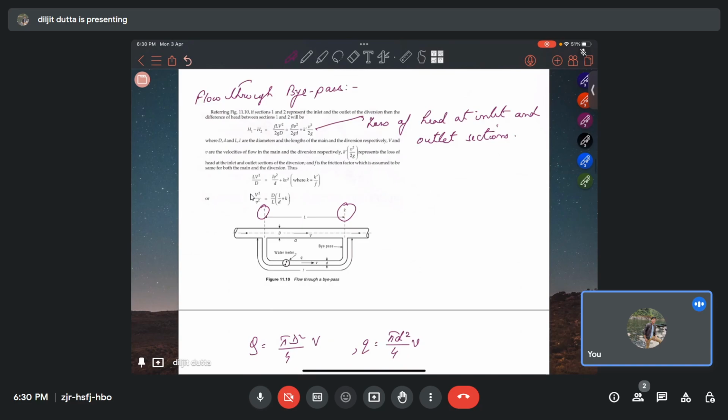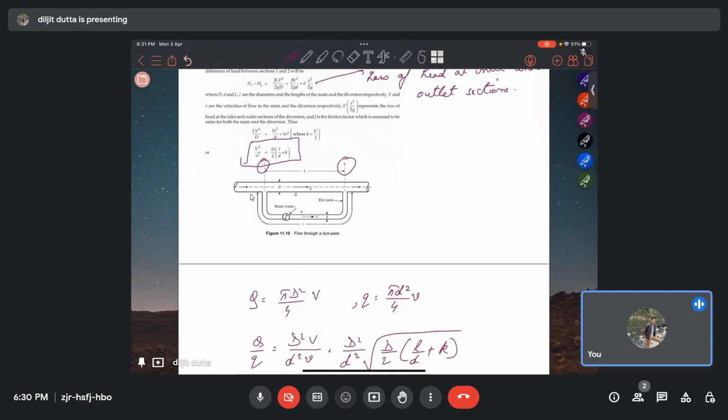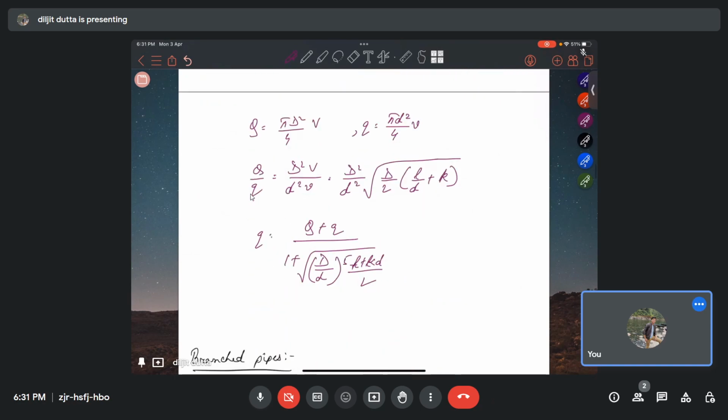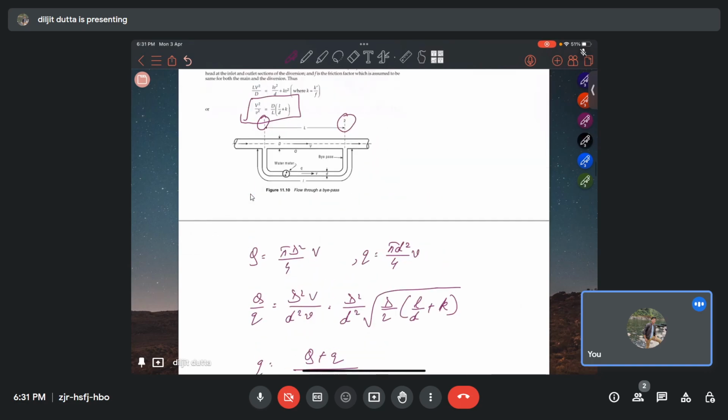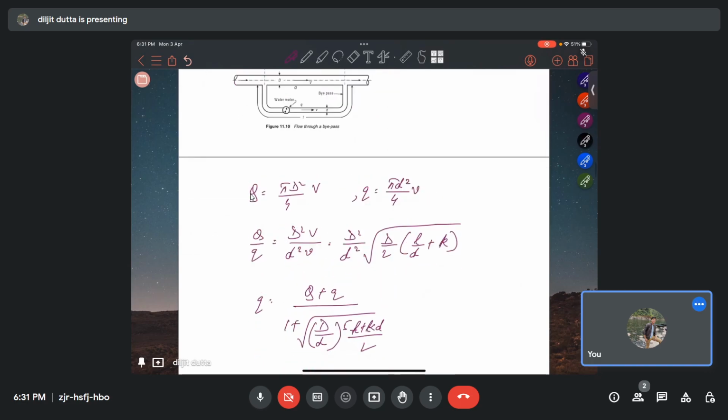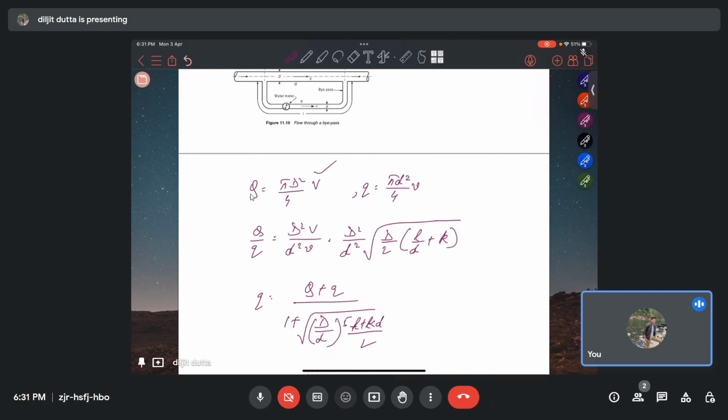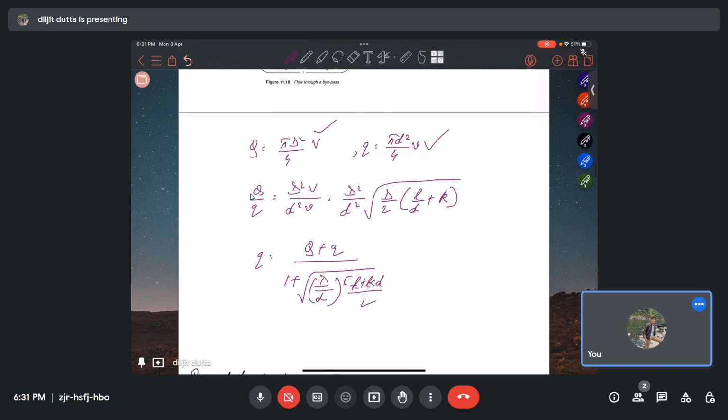So based on that we get this relation, that is, the velocities of the two sections are related based on the diameter and the length of the two sections. So if we can estimate small v, we can get capital V. And if we want to write it in terms of discharge, capital Q equals pi d squared by 4 into capital V, small q equals pi d squared by 4 into small v, and if we take the ratio of capital Q and small q, we will get this final relation.